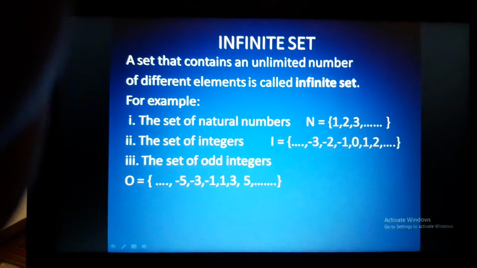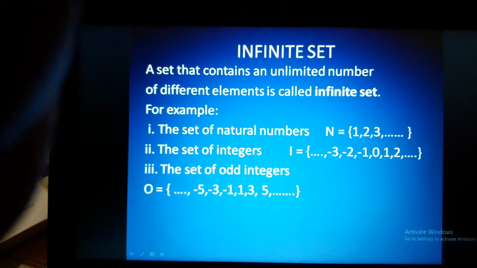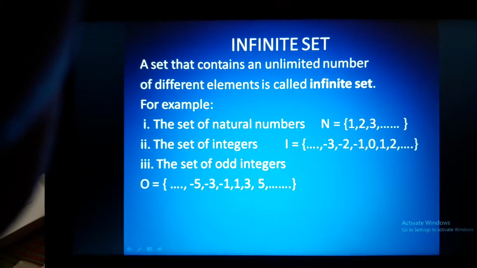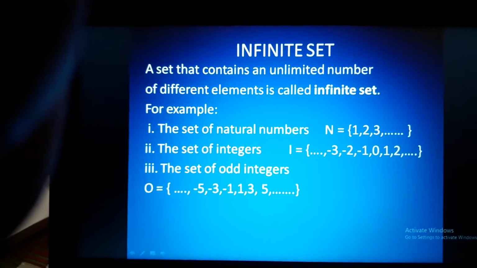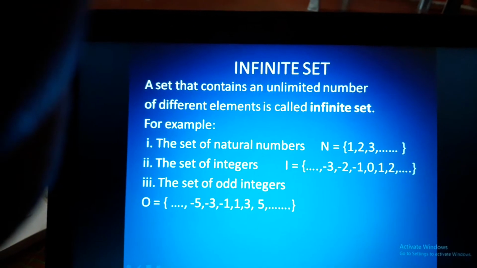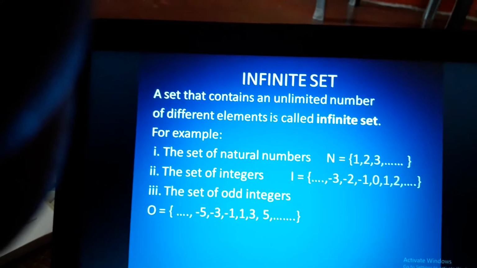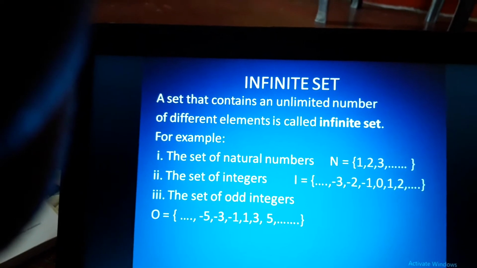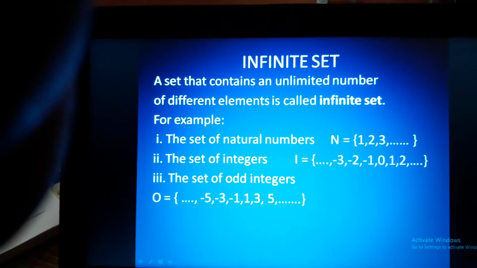A set that contains an unlimited number of different elements is called an infinite set. For example, the set of natural numbers. You know that natural numbers start with 1. So capital N equals {1, 2, 3, ...}, in this way it goes on.